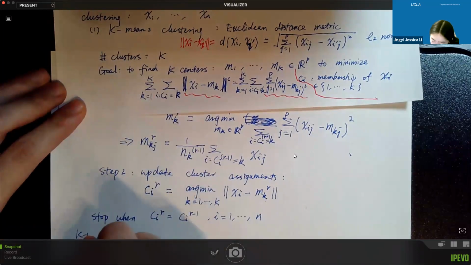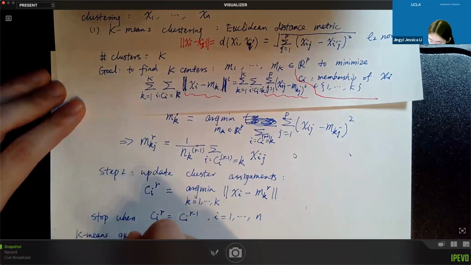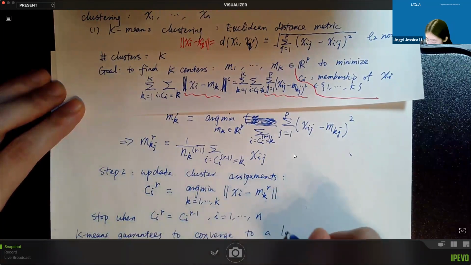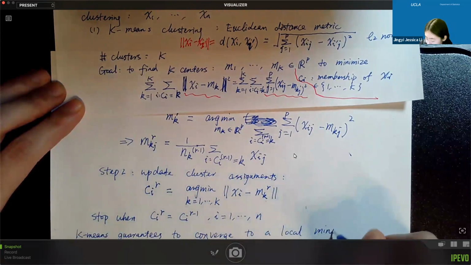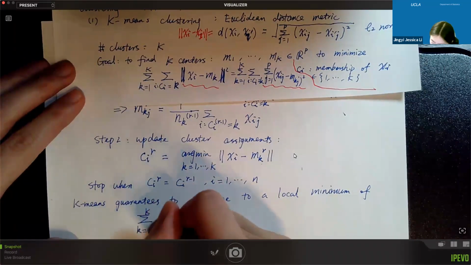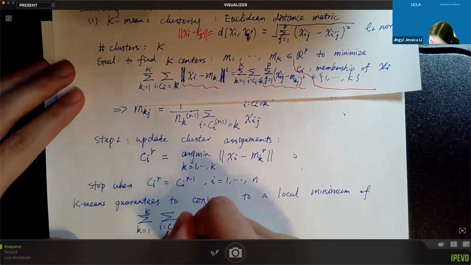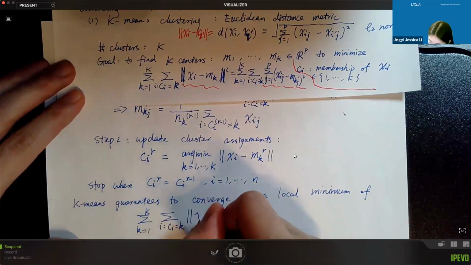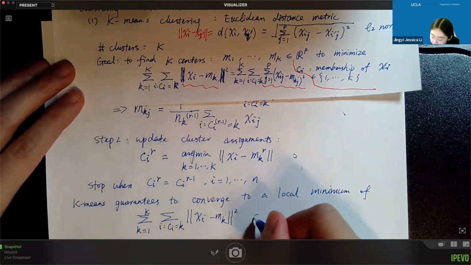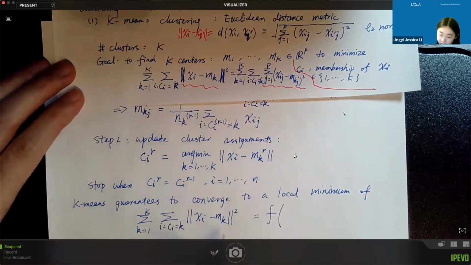So k-means guarantees to converge to a local minimum of this objective function. So we write it again. And in this objective function, there are two things we need to search for. We can call this a function of two things. One is the centers, the other is the memberships.